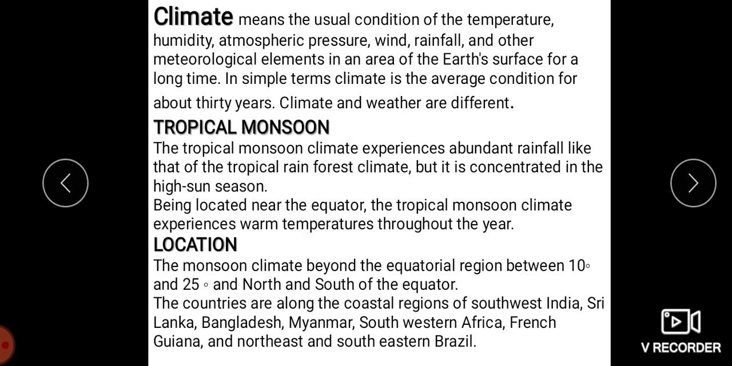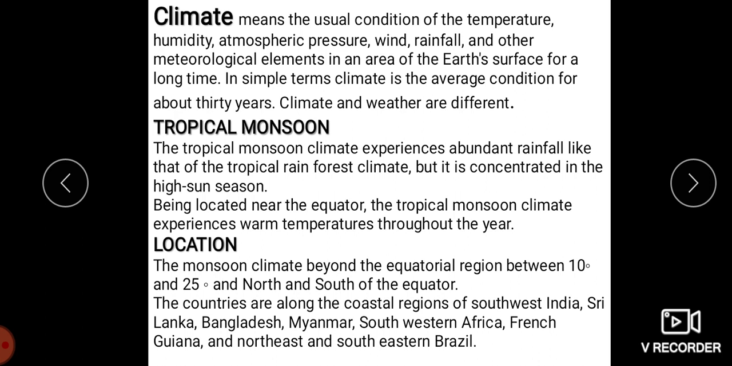So, here the climate means the usual conditions of the temperature, humidity, atmospheric pressure, wind, rainfall, and other meteorological elements in an area of the Earth's surface for a long time. In simple terms, climate is the average condition of about 30 years. Climate and weather are different.